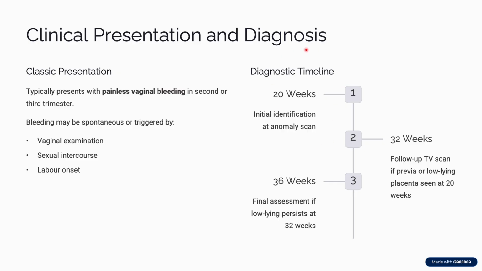So the diagnostic timeline: at the first 20 weeks, we always check the placental attachment and localization. If it is low-lying, follow up at 32 weeks, and if it is still low-lying or previa, a repeat scan at 36 weeks, and if it is still low-lying at that point, we arrange delivery by C-section.